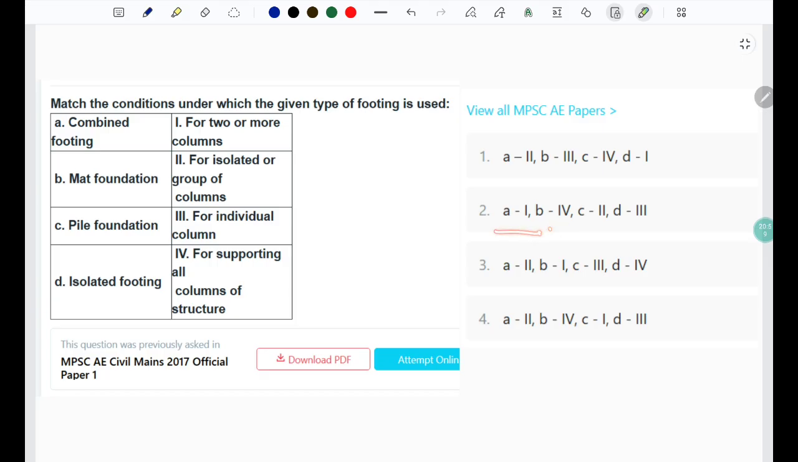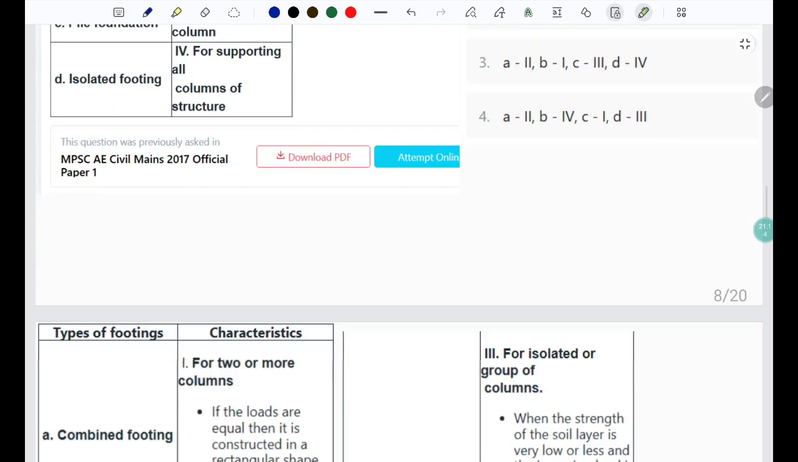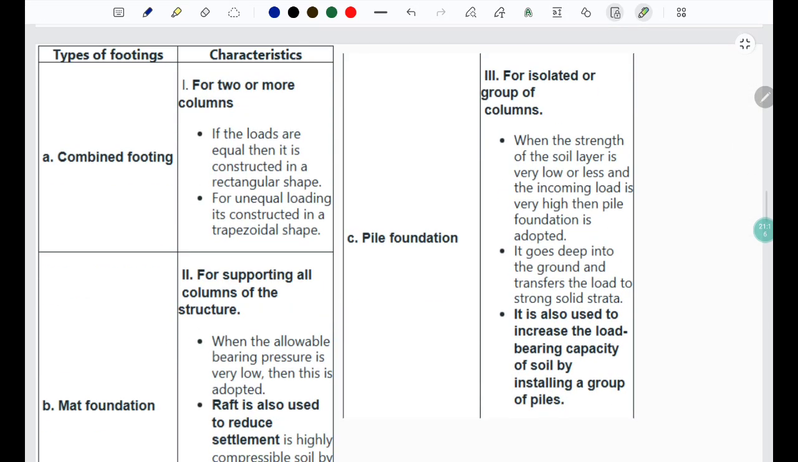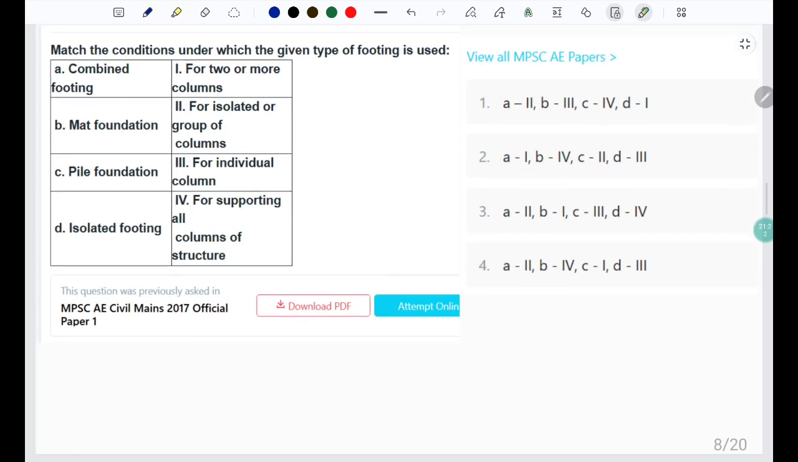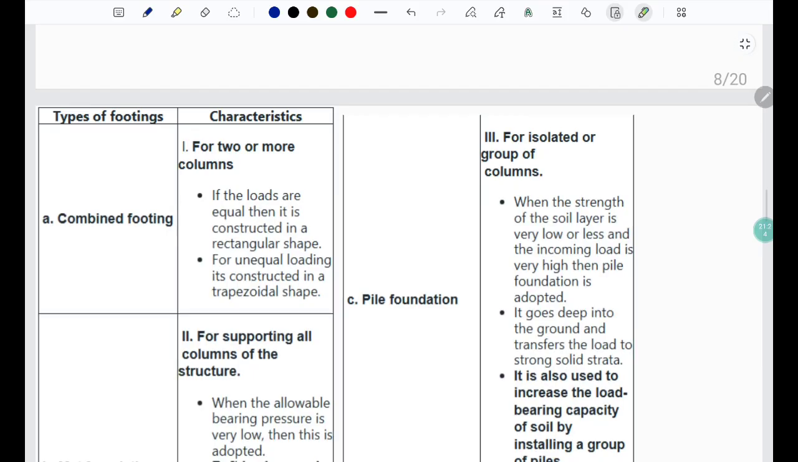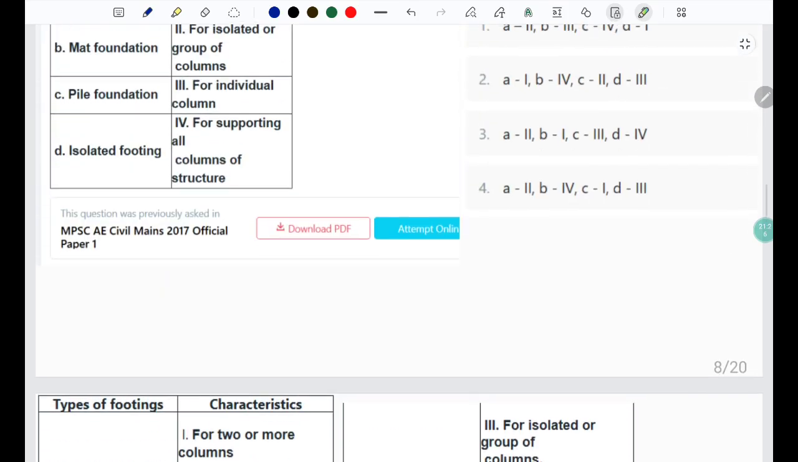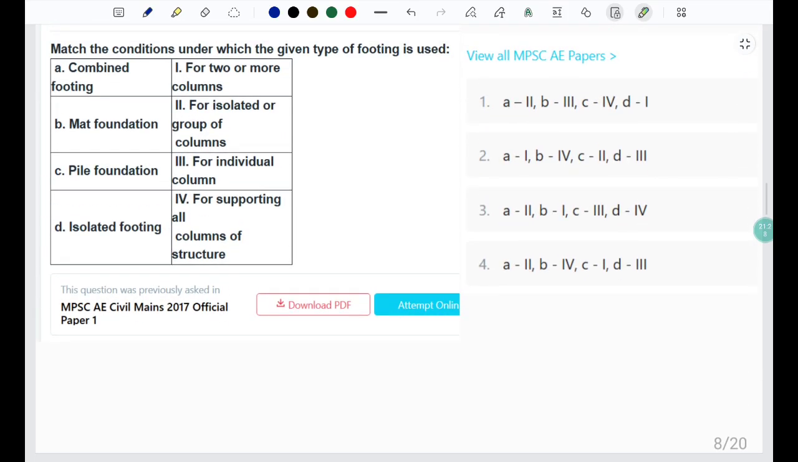B should go with 4. C for isolated or group of columns, and D isolated footing will go for individual. Let's see the answer. For isolated or group of columns, that is, C will go with third. Sorry. Yeah, C is going with third.